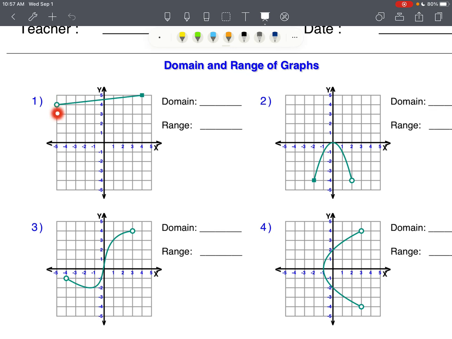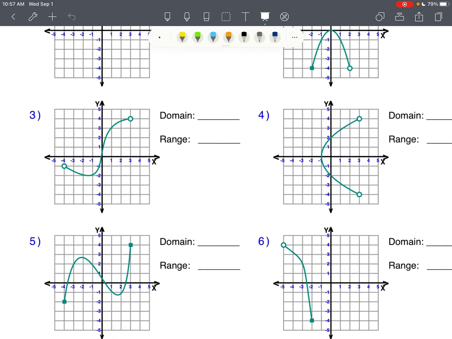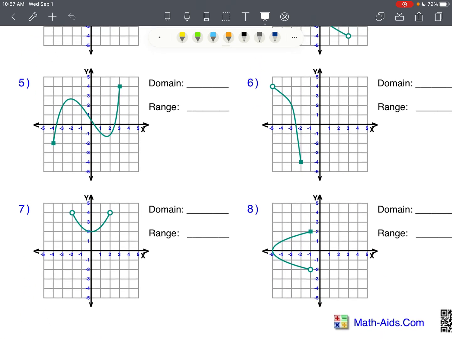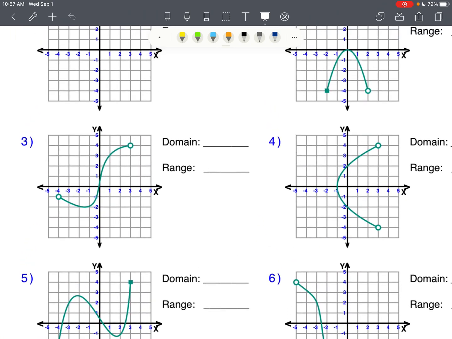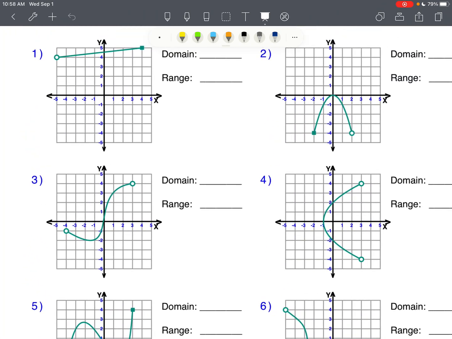Hence, this left end is an open circle, the right end is a closed circle, and it's all the points in between. Same thing here on number 2. You've got an endpoint on the left end, and an open circle, which is an endpoint on the right end, and all of the points in between are filled in. So these are examples of continuous graphs. Same thing with number 3, 4, 5, 6, 7, and 8. These are all continuous graphs. So they continue from left to right. They are not discrete.